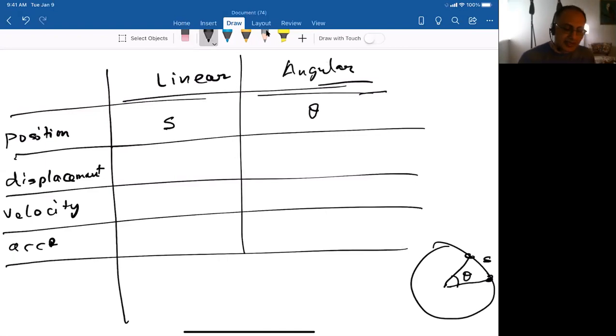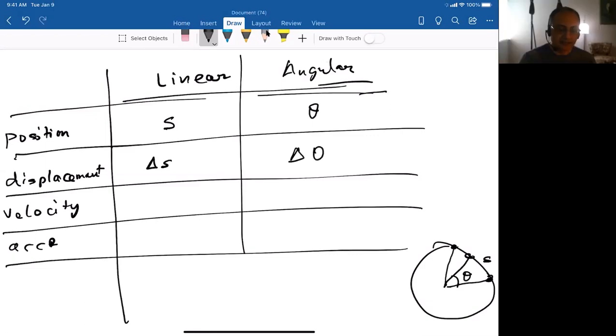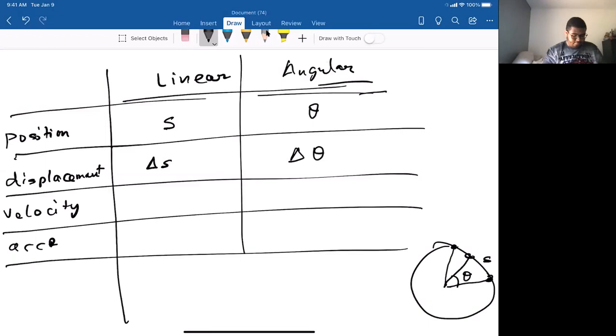All right. Displacement along the circle is delta s. And what is the corresponding angular quantity that measures the angular displacement? So if this angle changes from theta initial to theta final, what do we have? Delta theta. Delta theta, which is the angular displacement. That makes sense? All right.